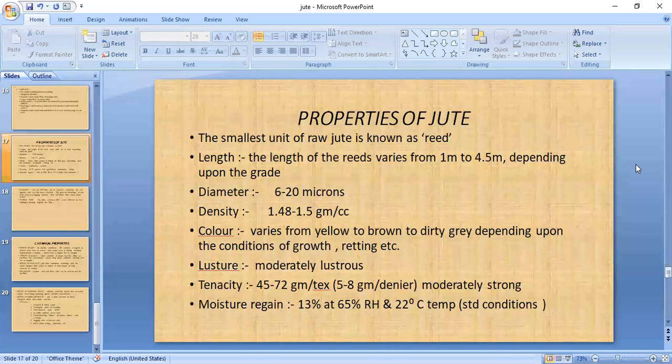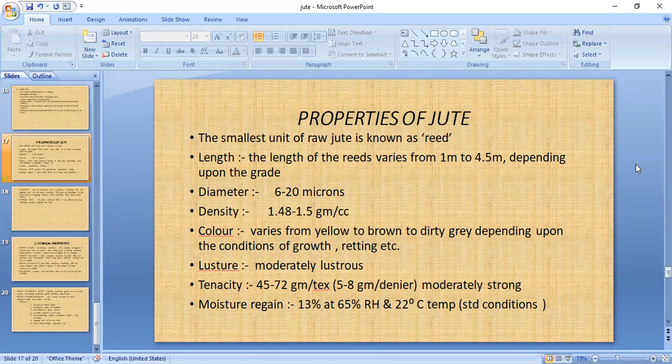So this is all about the production of jute fiber. Now we are taking properties of jute. The smallest unit of raw jute is known as reed. A fiber of jute has been given a special name, that is known as reed.